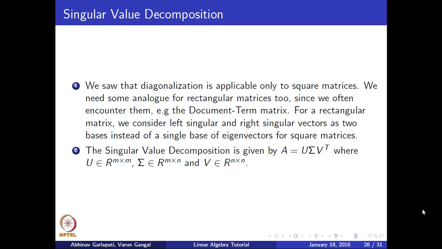For a rectangular matrix A of size m cross n, we can represent it in terms of the eigenvectors of A A transpose and A transpose A, both of which are square matrices. This is known as the singular value decomposition. A is represented as U sigma V transpose, where U is an m cross m matrix, sigma is an m cross n matrix, and V is an n cross n matrix.